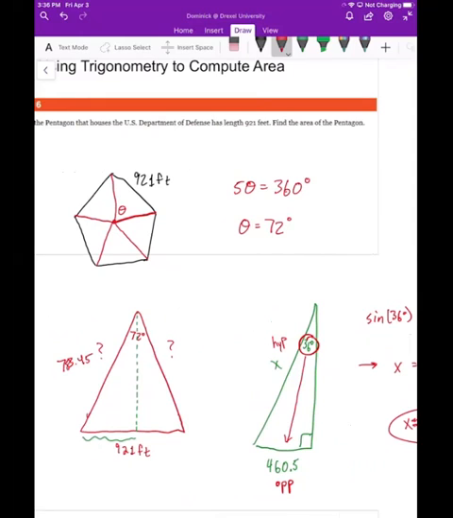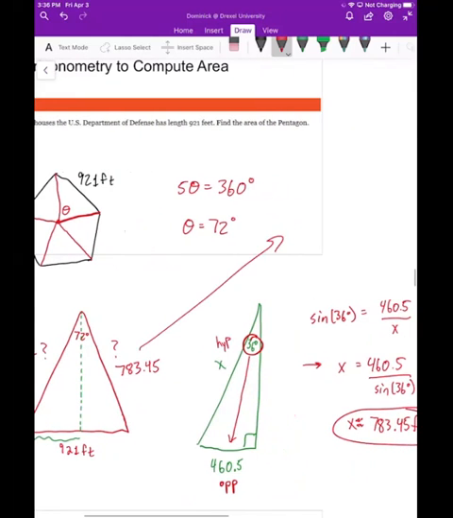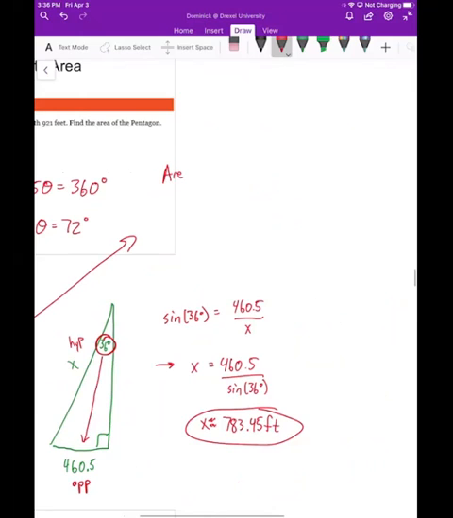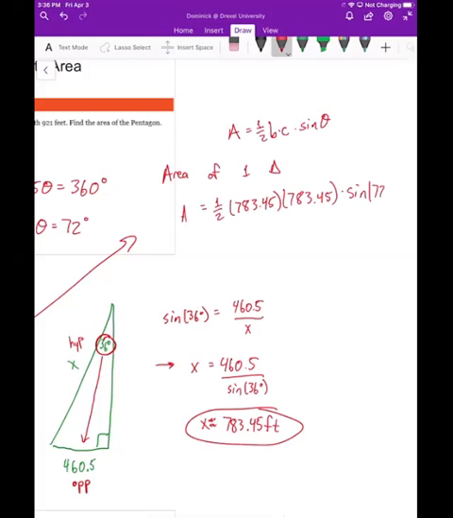Right? But now since all these triangles have the same sort of radius here, we have that this is also 783.45. So now, to get the area of one of these triangles, again using A is equal to 1/2 B times C times sine theta, we're going to get that the area of one triangle is 1/2 times 783.45 times 783.45 times sine of 72 degrees, our angle.